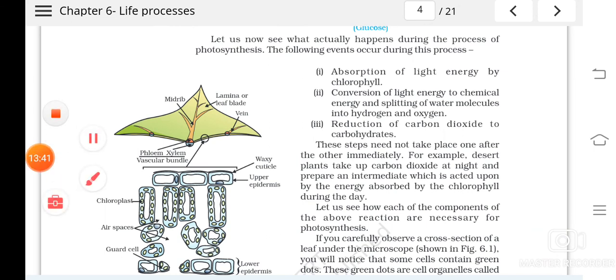So this much is very clear, I hope, and we will start with nutrition in human beings in the next class.